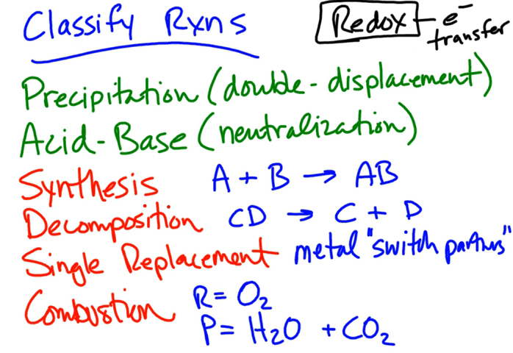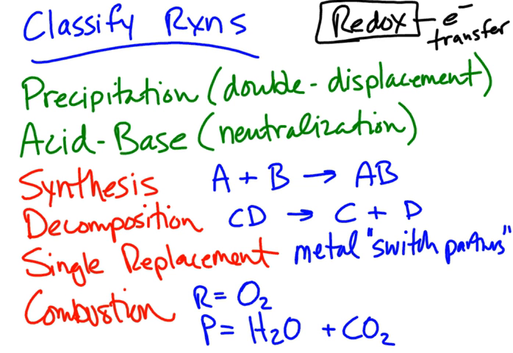Precipitation is the same thing as double displacement, like the formation of that solid from previously looking at solubility rules. Acid-base reactions, or neutralization reactions, are where you have an acid and a base coming together to make water and an ionic compound, or a salt. Water and salt are always my products. Those are both not redox reactions. And then synthesis, decomposition, single replacement, and combustion are redox reactions.